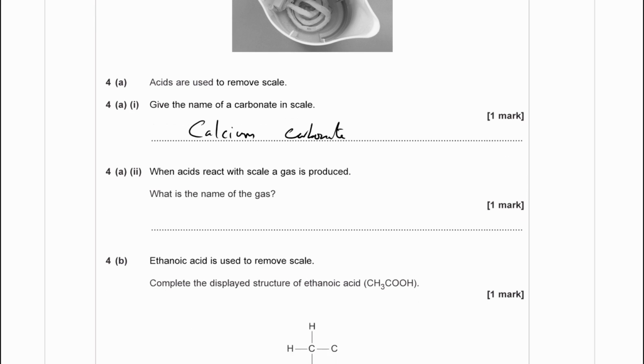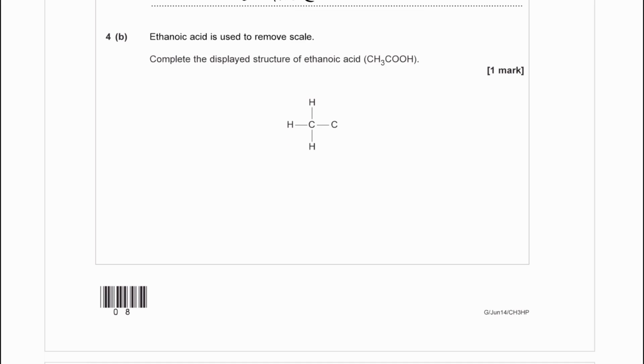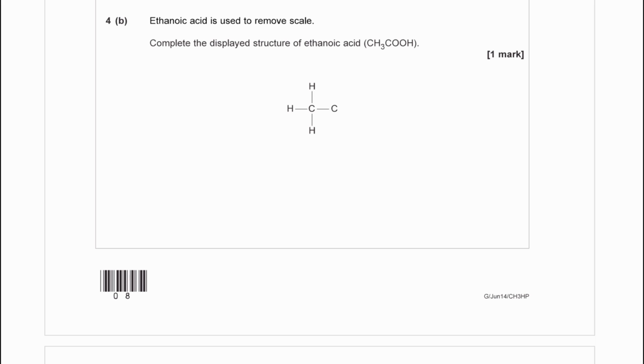Alright, good. Part 2, it says when acids react with scale, a gas is produced. What is the name of this gas? Well, the clue is in the word carbonate. Alright, because we have a carbonate, we have carbon that needs to be removed, and that leaves as carbon dioxide. So the name of the gas is carbon dioxide.